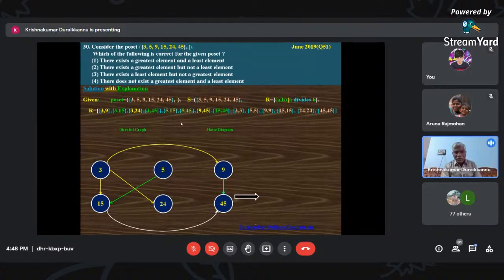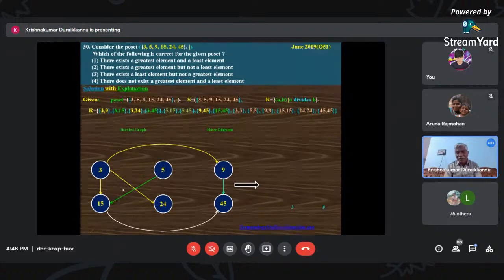The remaining ones stay, as no other such element exists. Now the diagram is converted: 3 divides 9, so 3 to 9 is okay. 9 divides 45, okay. Among these values, 3 and 5 are unrelated. That is a distinguished value, an unrelated value, because 3 cannot divide 5 and 5 cannot divide 3.